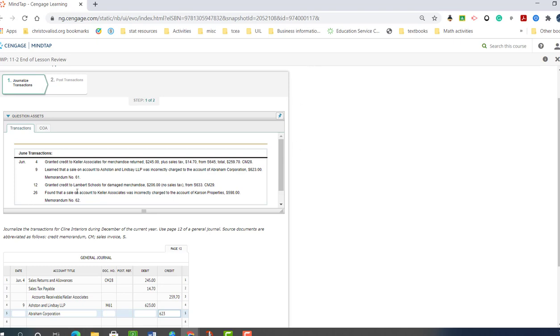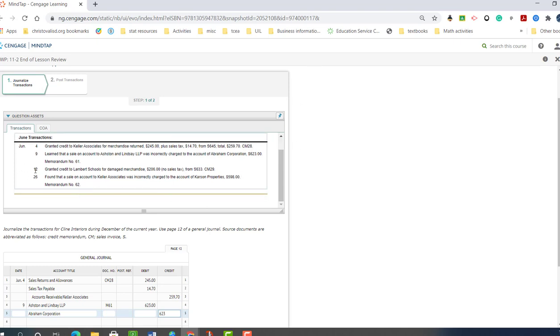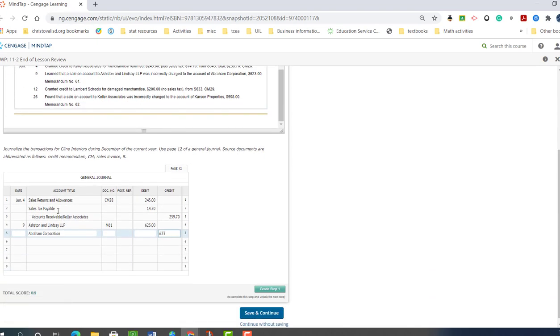And so I'm going to pause it here. I want y'all to do 12 and 26. The thing that's different on 12 is there was no sales tax. And so you're actually just going to have two lines. You're not going to have that sales tax payable in this one because there was no sales tax. So you should see the sales returns and allowances and accounts receivable, and Lambert Schools are going to have those debits and credits, and Keller Associates is going to get the debit, and Carson Properties, because that's who was incorrectly charged, is going to get the credit.